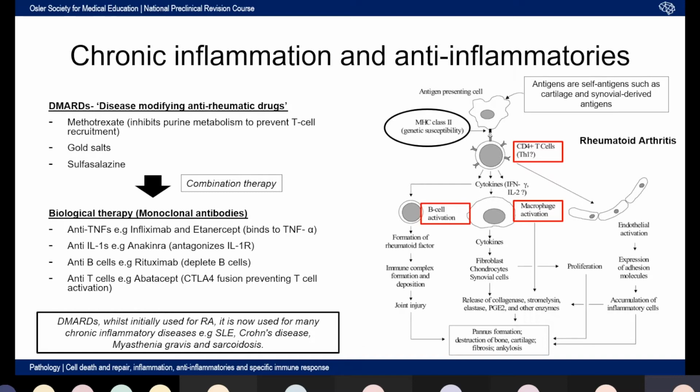And then there's anti-B cells. So rituximab is one example, and that prevents B cells from being made in the first place. So it affects their development. And in doing so, it prevents B cells from even having a big role in rheumatoid arthritis.